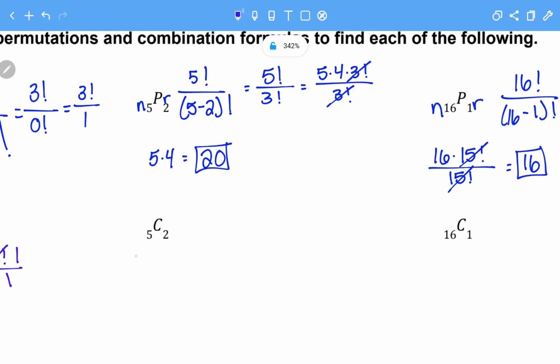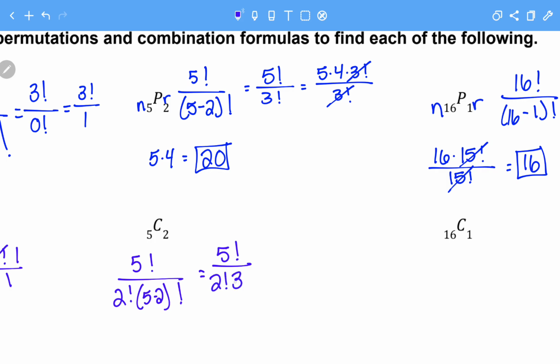So I'm going to start with my formula. I'm going to replace those values. So take out my n and put my 5. Take out my r and put my 2. Okay. I'm going to do my parentheses. So I'm going to keep 5 factorial and the 2 factorial. And then 5 minus 2 is 3 factorial.